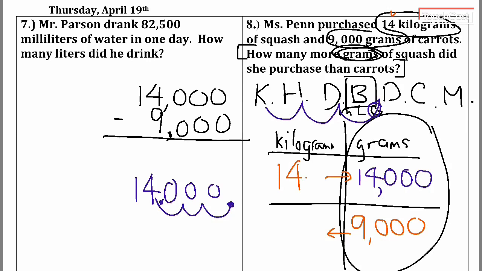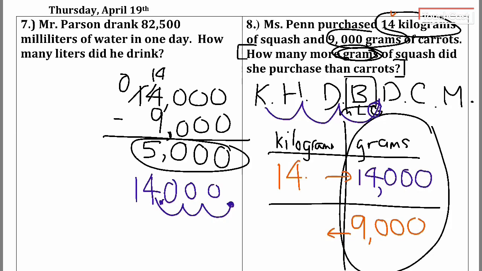All right. 4 minus 9. Can't do it. Borrow from this. This becomes 0. This becomes 14. 14 minus 9, 5! And your comma stays the same. Your answer is 5,000.